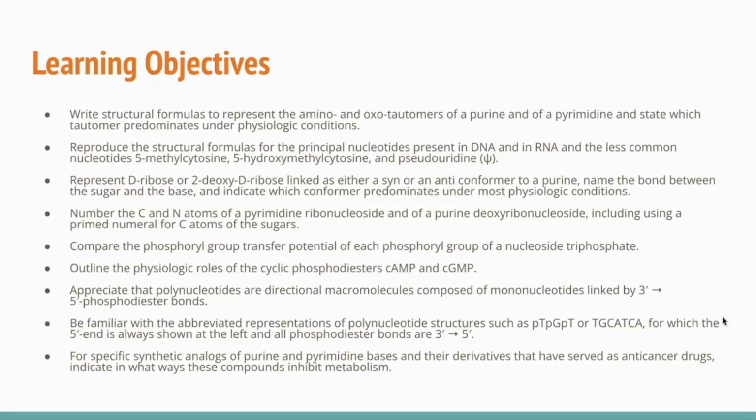Appreciate that polynucleotides are directional macromolecules composed of mononucleotides linked by 3' to 5' phosphodiester bonds. Be familiar with the abbreviated representations of polynucleotide structures such as pTpGpT or TGCATCA, for which the 5' end is always shown on the left and all phosphodiester bonds are 3' to 5'. For specific synthetic analogs of purine and pyrimidine bases and their derivatives that have served as anti-cancer drugs, indicate in which ways these compounds inhibit metabolism.